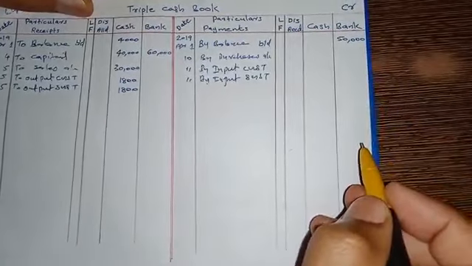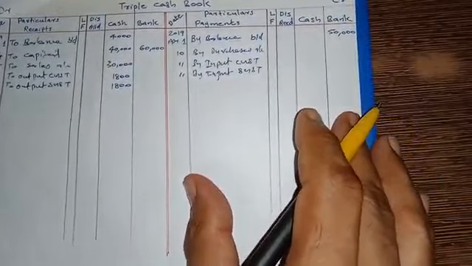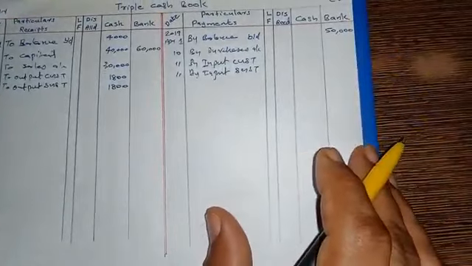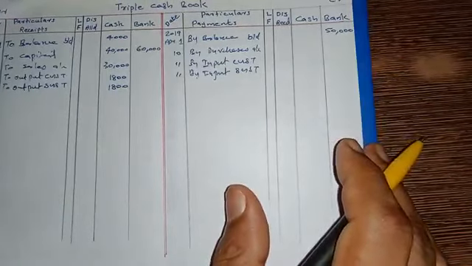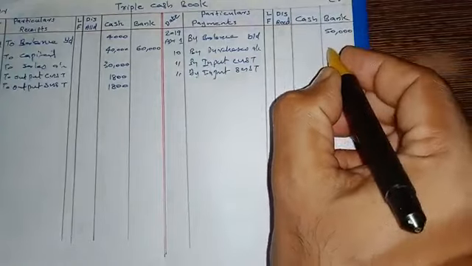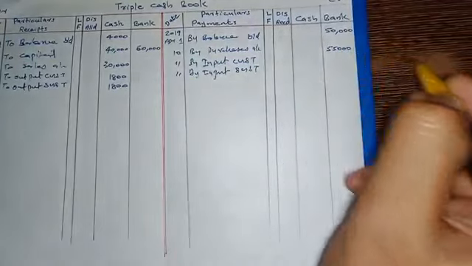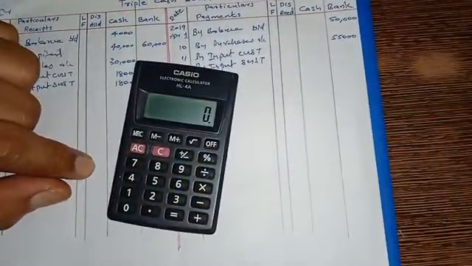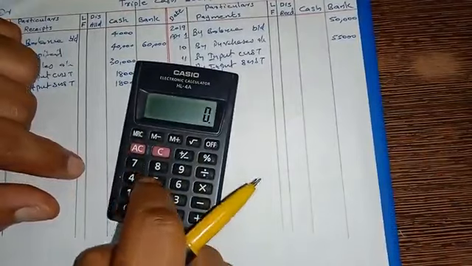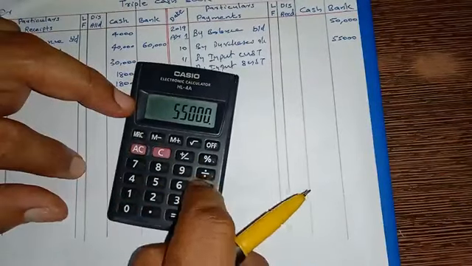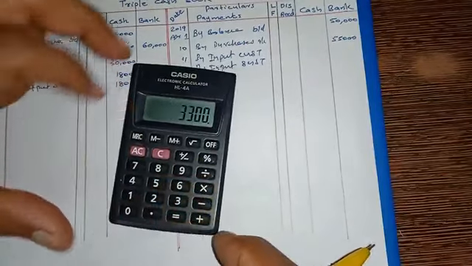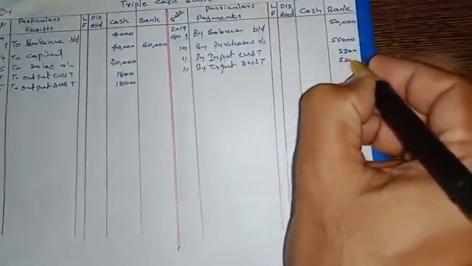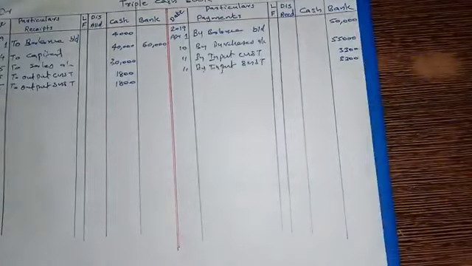Then purchase amount, and it is given by check. That is why this amount we can write not in cash column. In the bank column we can write purchase amount is 55,000. Tax is how many percent is given? It is 6%. So 55,000 into 6 percentage, it is coming 3300. 3300 again 3300. Now that transaction is over, 10 is over.